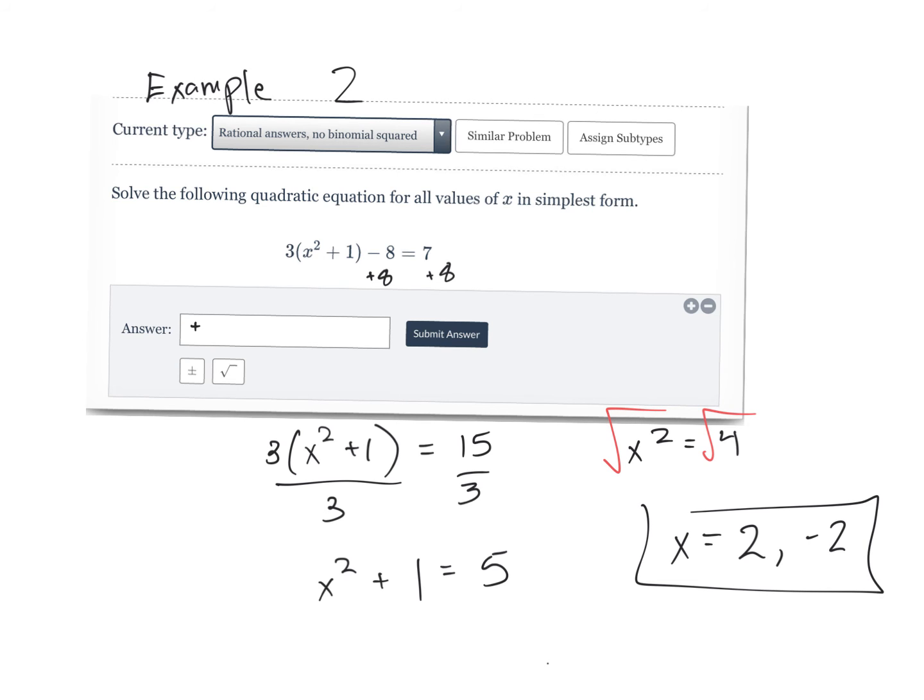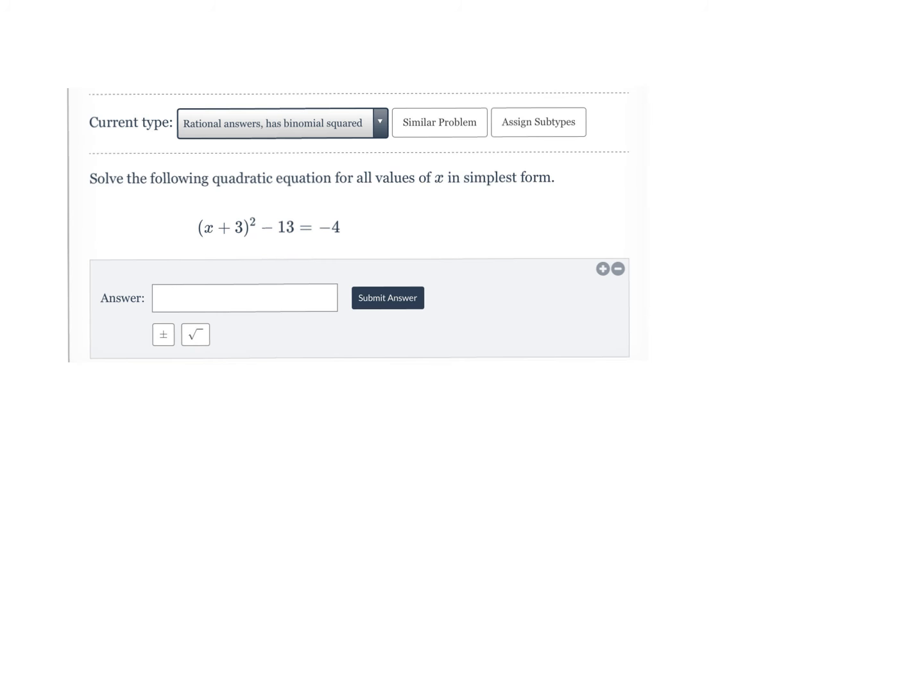So in the answer, you put positive, negative 2. Submit your answer. All right, so this one last problem is important. This is actually what's new today. It's not exactly a copy of everything yesterday. This one is a little different. And what's different is you have a parentheses being squared. That's quite different, and I need to explain that.